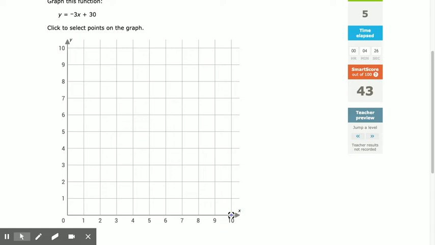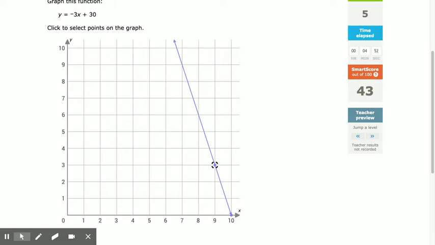So that'd be (10, 0). Now our slope is negative 3, right? Our slope is negative 3, which means we go minus 3, we go down 3 and over 1. Or we can go the opposite way, which means we can go plus 3 over 1. Okay? Negative slopes always go in different directions because they're going to have different signs. One will be positive, one will be negative.